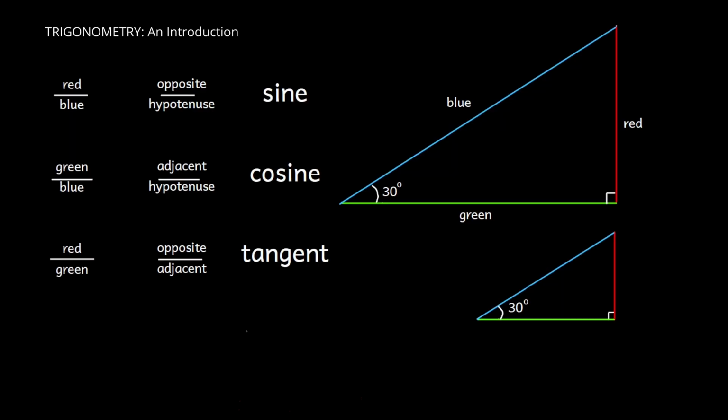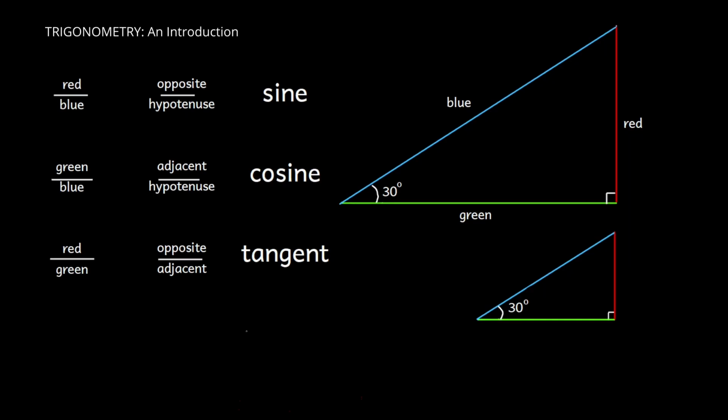So here's where some complication comes in. Three more terms to understand. That ratio of red to blue, which we now define as the opposite side from the angle divided by the longest side, the hypotenuse, we give it the name sine. It's the sine of the angle. Similarly, green over blue, which we've more accurately called the adjacent over the hypotenuse, we give the name cosine. And red over green, now defined in terms of the opposite divided by the adjacent, we give it the term tangent.